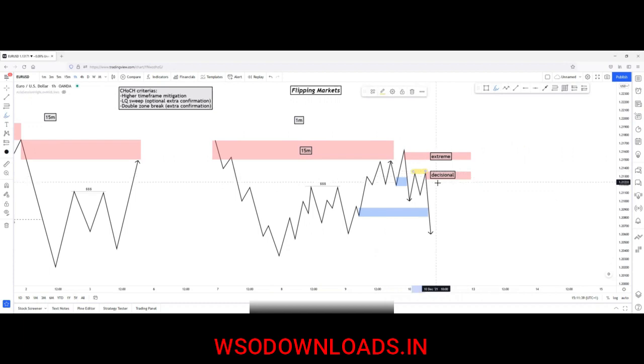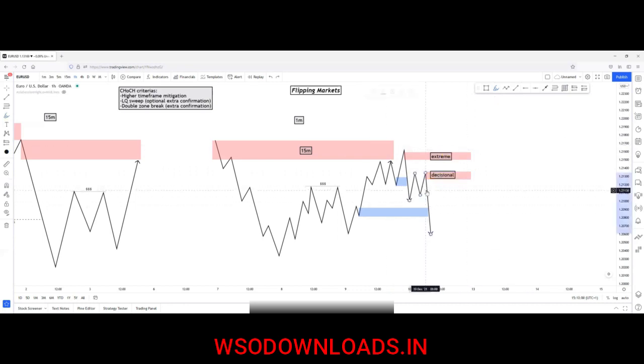So you see double taps here. A lot of early sellers will enter on the decisional zone. So loads of orders will be placed on this zone, and price will sweep the orders, sweep the stop losses, and mitigate the upper extreme zone. Okay, this is the first scenario.